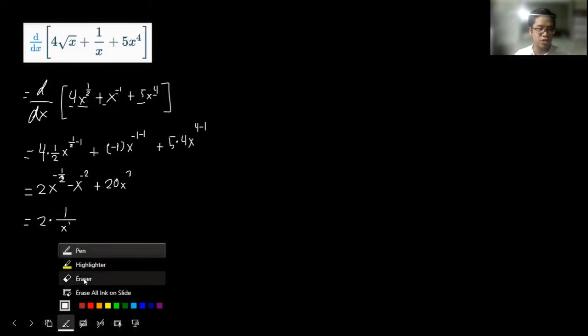Oops, hold on. There's a better way for me to write this one. Right? 1 over x raised to 1/2, right? Minus 1 over x squared plus 20x cubed. That's it. All right? And why did I do that again? Why did I make it into a reciprocal form?